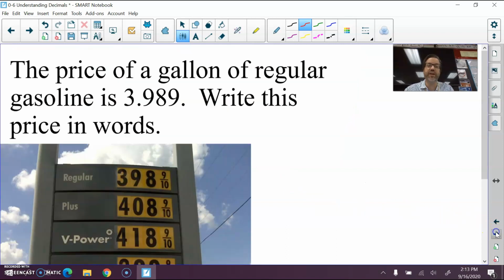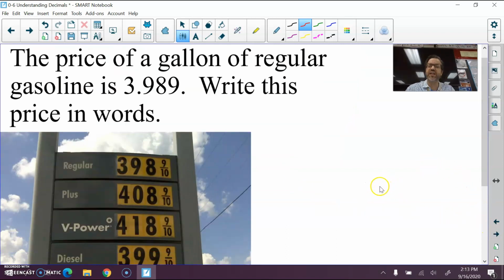All right. So anyway, look at this sign here. This is a sign at a gas station. The price of a gallon of regular gasoline is 3.989. And you can see that right here. That's how they show prices at a gas station. You think it says $3.98, but then they have this extra 9/10 at the end. So we have 3.989, but that's not how we typically show money amounts. We'll talk about that in a little bit, but how do I write this price in words?